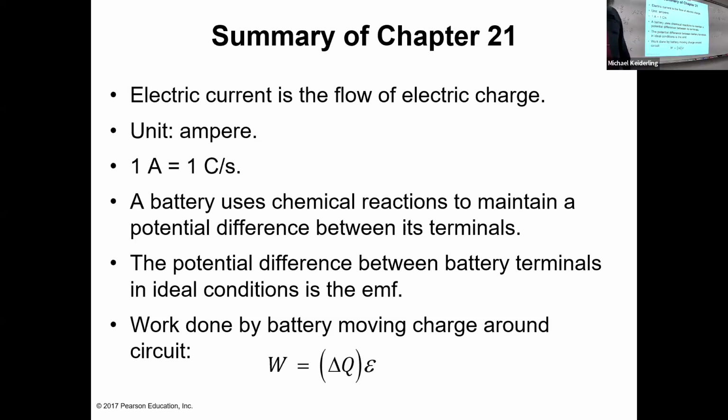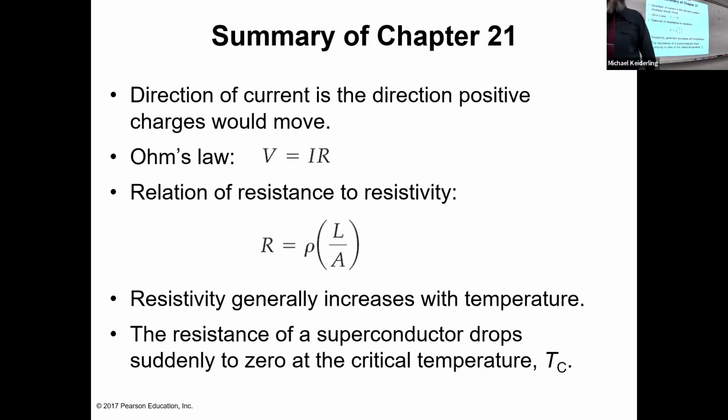The work done by a battery moving charge around the circuit is the charge moved times the EMF. The direction of current is the direction that positive charges would move, even though the actual things moving are negative charges, because joy. Ohm's law is that for a resistor, an ohmic device, voltage equals current times resistance. Resistance can be related to resistivity, where the resistance of a wire is the resistivity of the material it's made of times its length divided by its cross-sectional area. Generally, resistivity will increase with temperature.